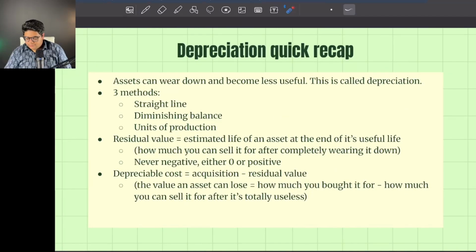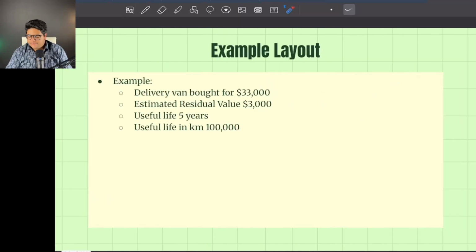So depreciable cost, we already understood that. Explaining depreciable cost in words, this is the total value that an asset can lose. It's equal to how much you bought it for minus how much you can sell it for after it's pretty much totally useless. So an example layout. We're going to be using this example for the following 3 methods of depreciation. Let's say we buy a van for $33,000. Let's say the estimated residual value is $3,000. Its useful life in years, let's say we determine it to be 5 years, and its useful life in kilometers, let's say we determine it to be 100,000 kilometers.